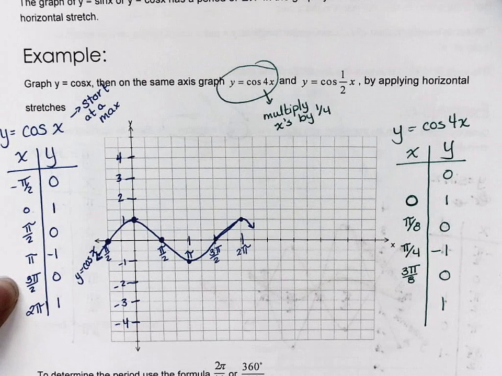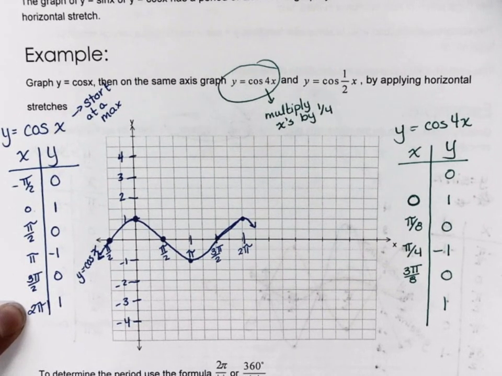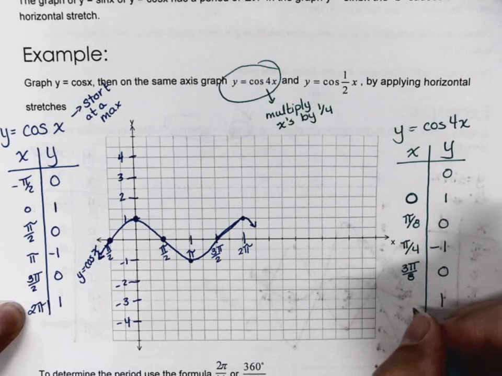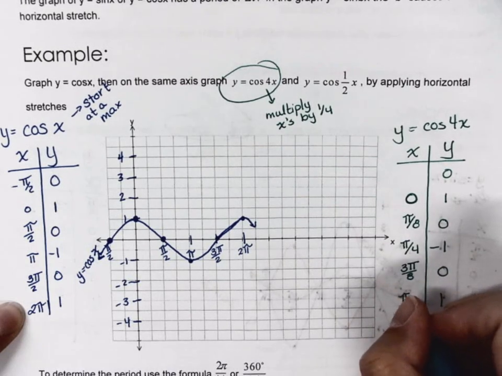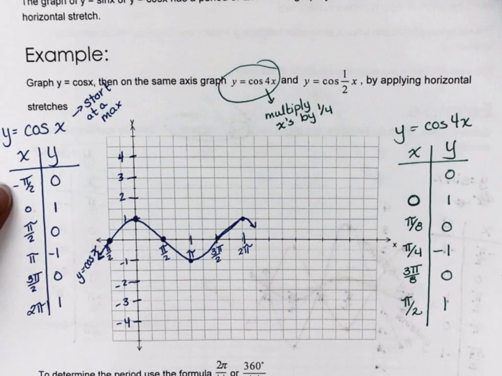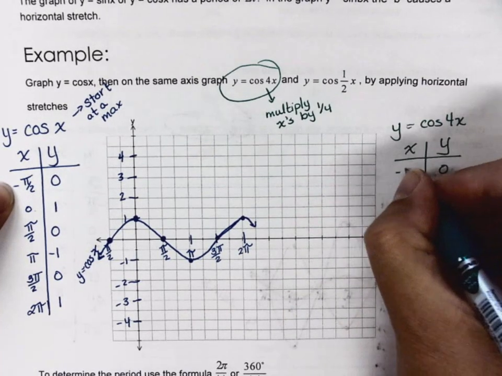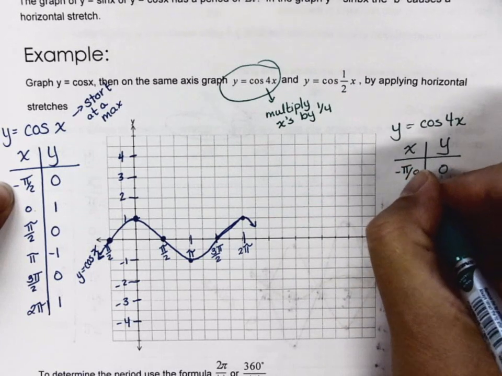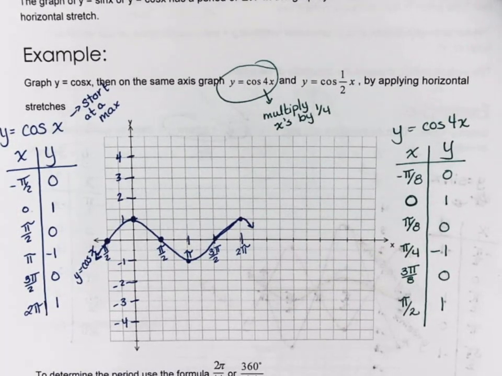This is going to be a very squishy graph. I should have made my increments a little bit wider. And 2 pi divided by 4 is pi over 2. Okay, so let's work backwards here. Negative pi over 2 times a quarter is negative pi over 8. That's very squishy.